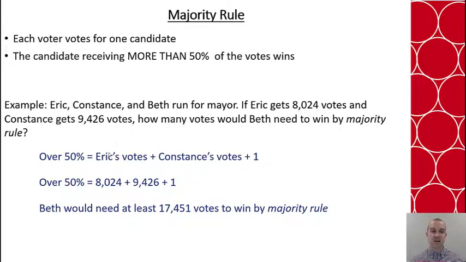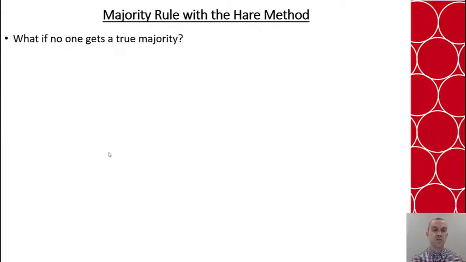Think about the difference there. Plurality, she only needed 9,427, but by majority, she would need 17,451. It's a huge difference in what's necessary to win. So the problem there, you see, is in plurality, you don't always get a true majority. So then the question is, well, if we rule by majority rule, what do we do? And that's where the Hare method comes into play.